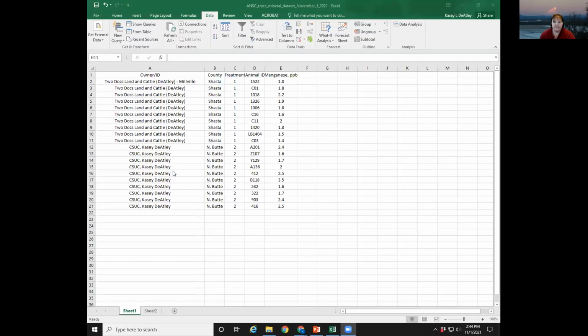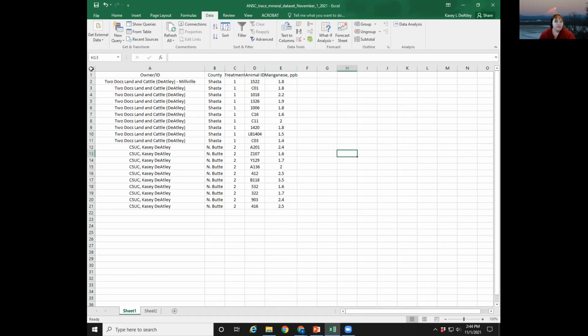So let's look at our data set. This is the data set that we saw from this manganese mineral study. Okay, so again, just to reorient you with this, this is our location. Treatment 1 was Shasta County, treatment 2 was North Butte County. We're going to ignore individual animal ID. And the other piece of information that is really important is the manganese parts per billion.